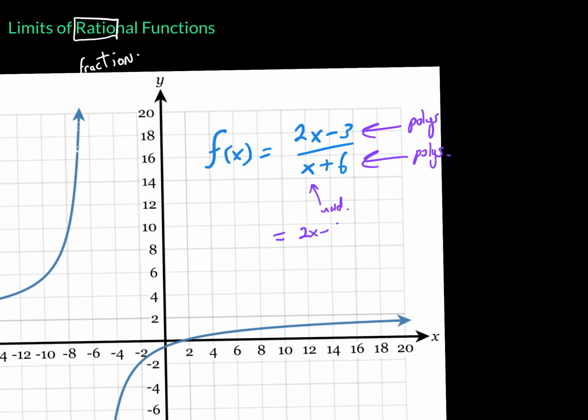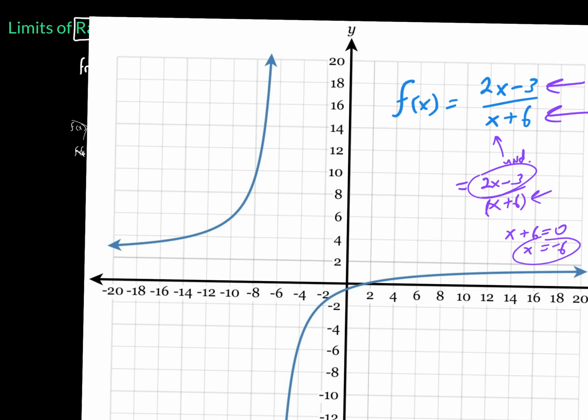There is nothing we can cancel out. I can't take anything out of 2x minus 3, so that's simplified. There's no factor. And x plus 6 is a simple factor. There's nothing else to take out. So if you can't cancel out your issue downstairs, what happens is you're going to have a vertical asymptote. What makes your fraction undefined and you can't remove that issue? Well, you're going to have a vertical asymptote at x equals negative 6.